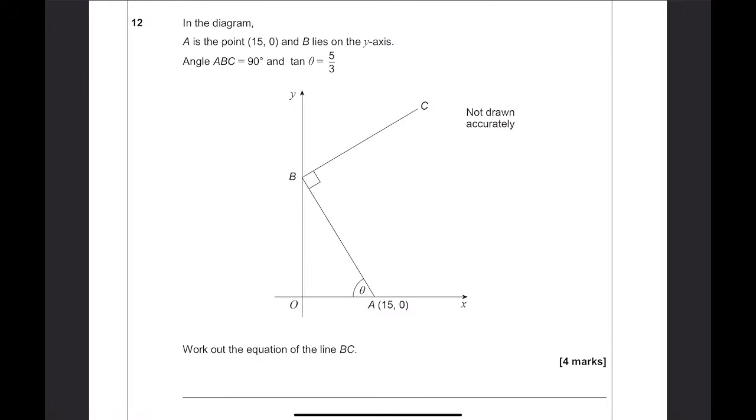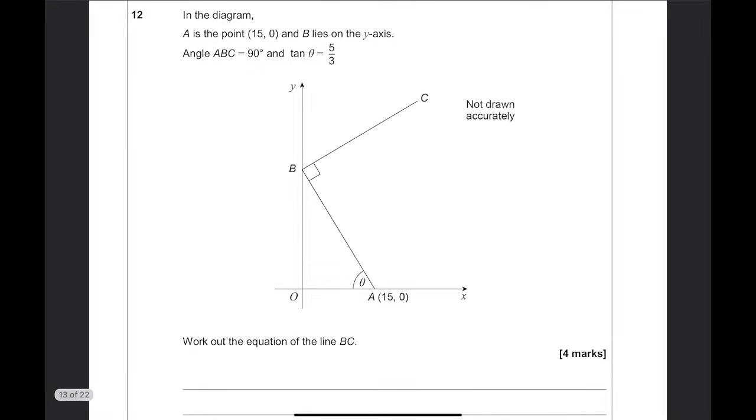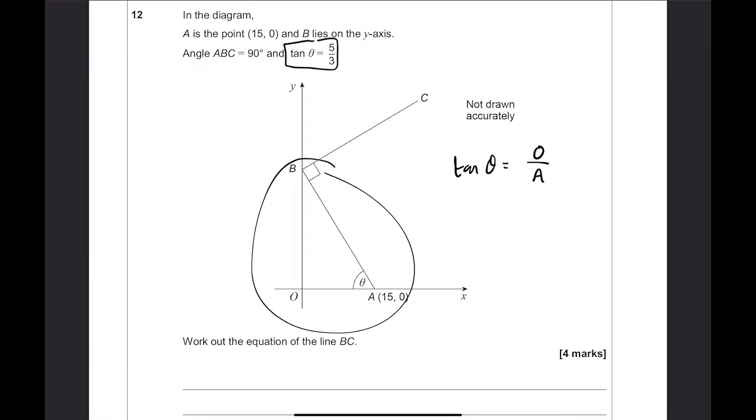In the diagram, A is the point (15, 0), B lies on the y-axis. Tan of theta equals 5 over 3. That's going to be important here. Now tan of an angle is opposite over the adjacent. As you can see here, we have a right angle triangle. If the angle is here, that means that this is going to be the opposite, and this is going to be the adjacent.